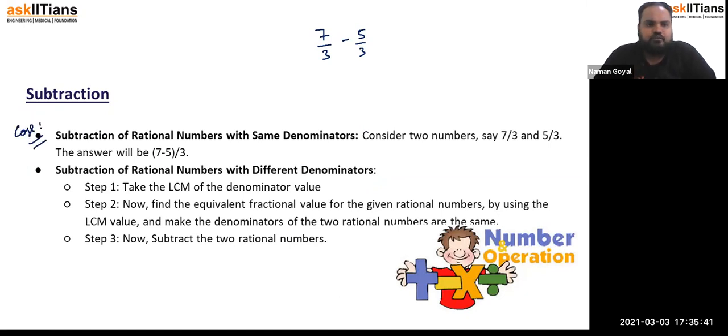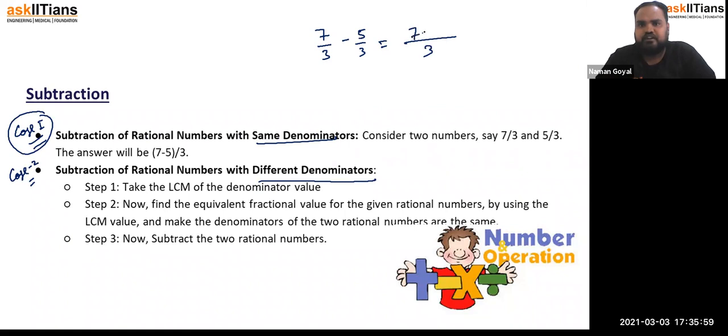this is case 1 and this is case 2. Case 1 is with the same denominator, and case 2 is with different denominator, right? So if the denominator is the same, you can take the LCM as 3. Now 7 minus 5 is the answer, which is 2 by 3. Now if the denominator is different, first I am going to show how to do that, then you can.